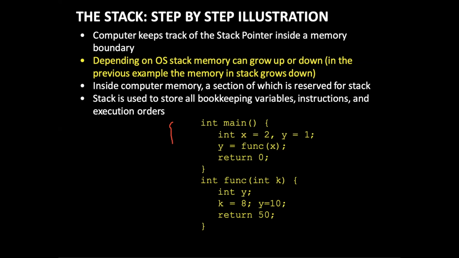This is the code snippet. We have a main entry point, and this function will be invoked inside the main by passing in an argument initialized with a value of 2 into this function.